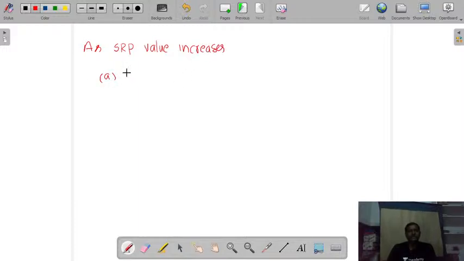First one, as SRP value increases, metallic nature decreases from top to bottom, and non-metallic nature increases. As SRP value increases, metallic nature decreases, non-metallic nature increases.